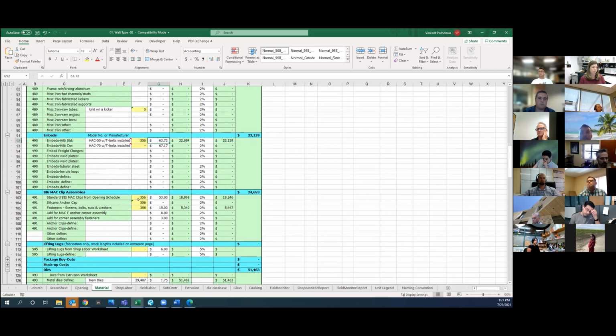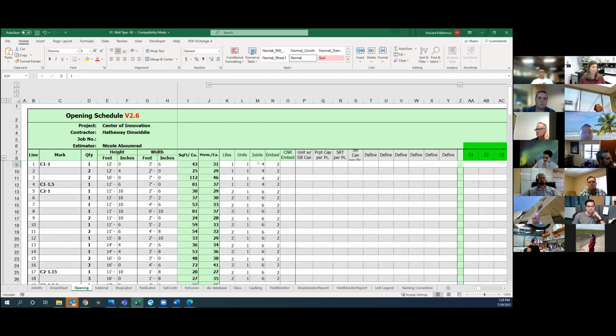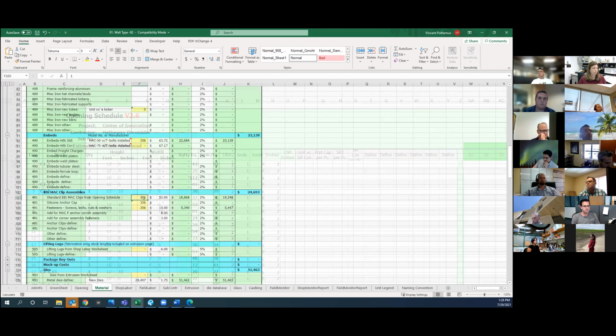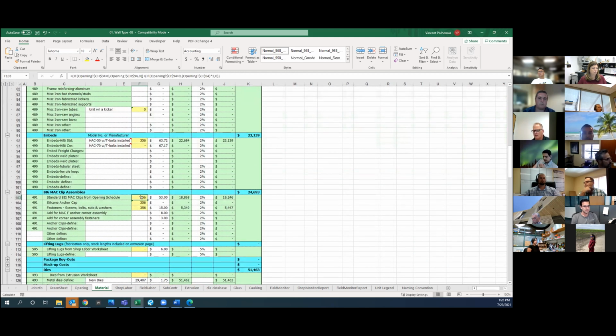We could see Mac clips, exactly what Nicole had figured. And you'll notice all this is coming from spots over on the opening schedule. Beyond the unit name, she's listed out how many lights, how many units, how many joints, how many embeds. She's listed out key information about it that all flows down and populates these fields.